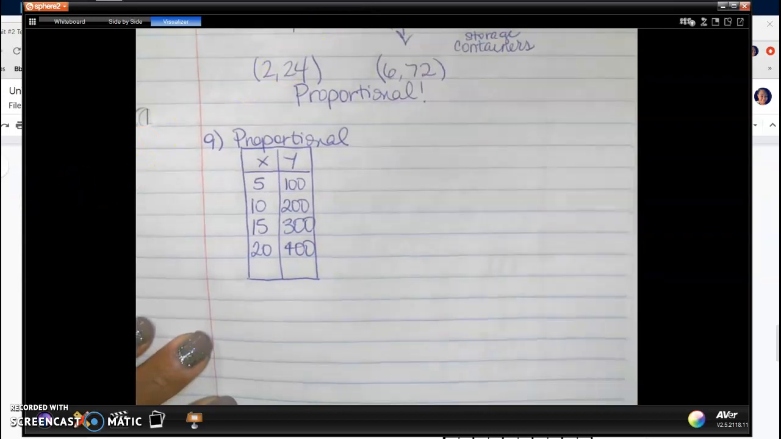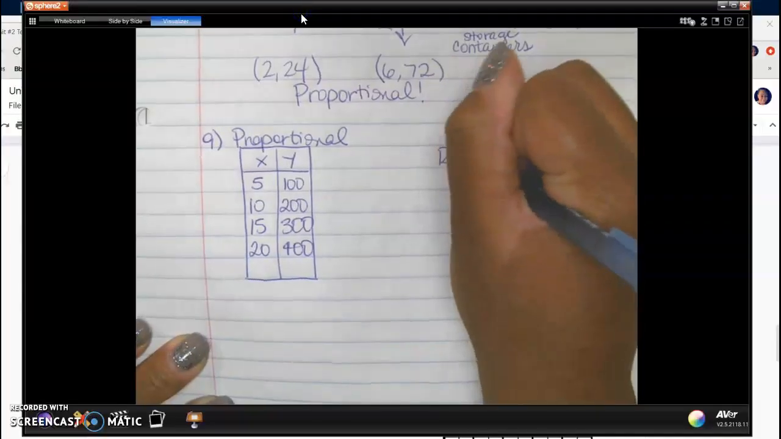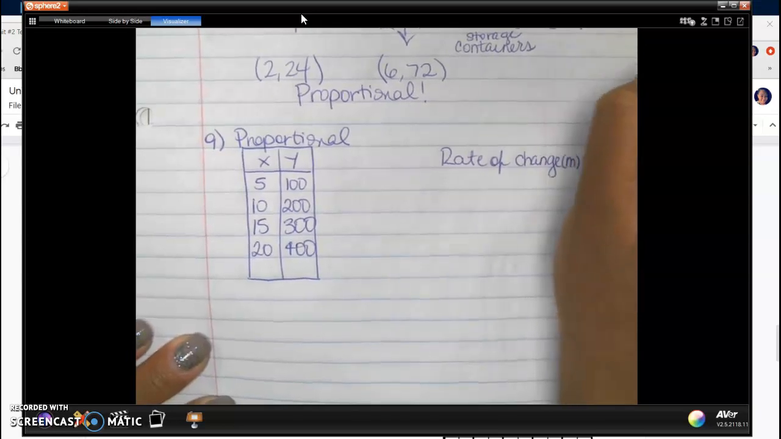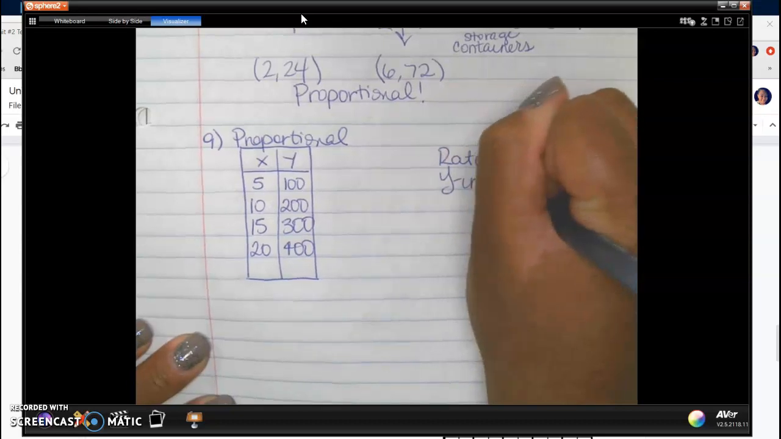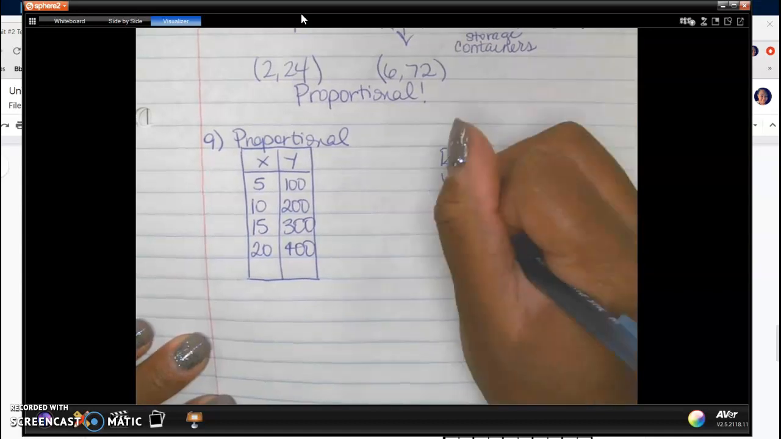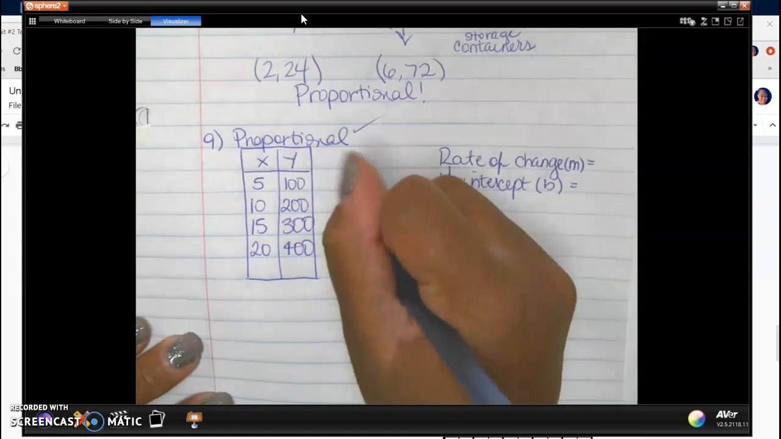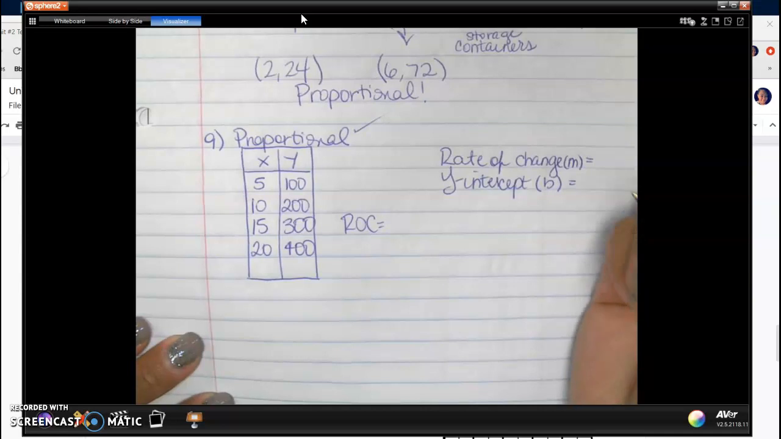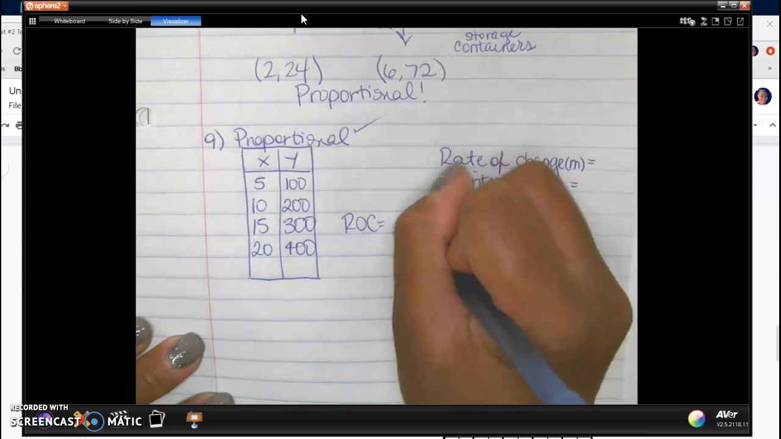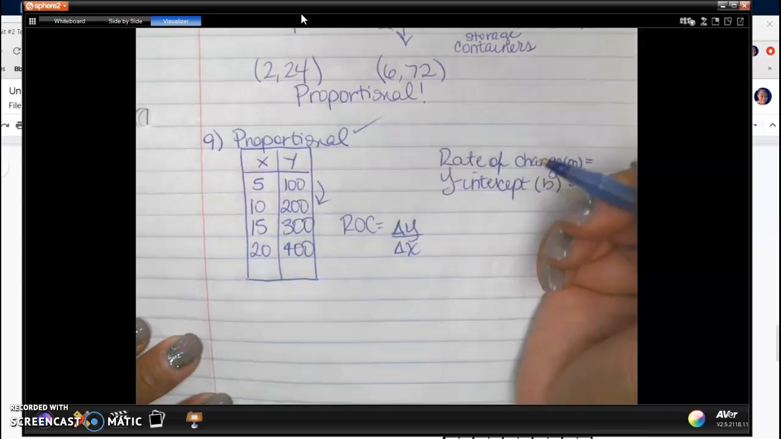What did it ask for? Rate of change and Y-intercept. Rate of change is my M. Y-intercept is my B. And yes, it's proportional. I already said that. So how do I find rate of change? Divide who and who? Not Y over X. Delta Y over delta X. Constant of proportionality is just Y over X. Big difference there.